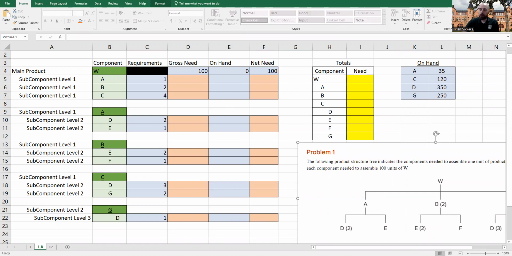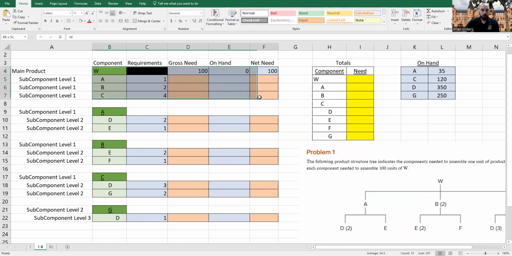But what we can do on this one is figure out just the gross needs for each one of these to start, and then we're going to plug in how many we have on hand. And for this one, we're not going to go past this first one until we've solved the net need in this section. So it starts out the same way. I've got 100, lock it in, times 1, and copy it down.